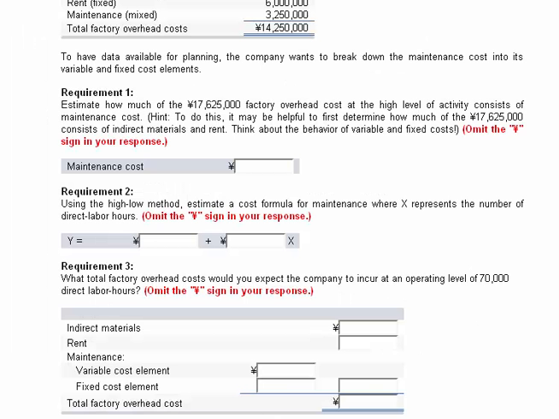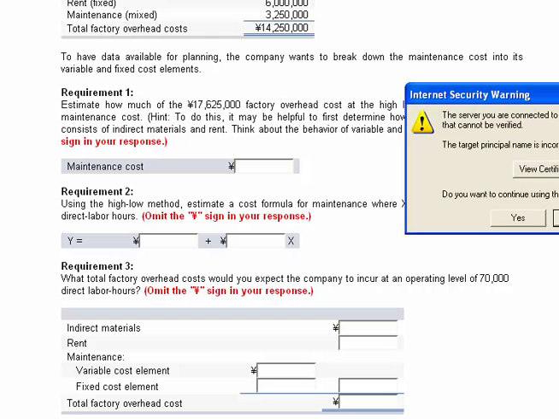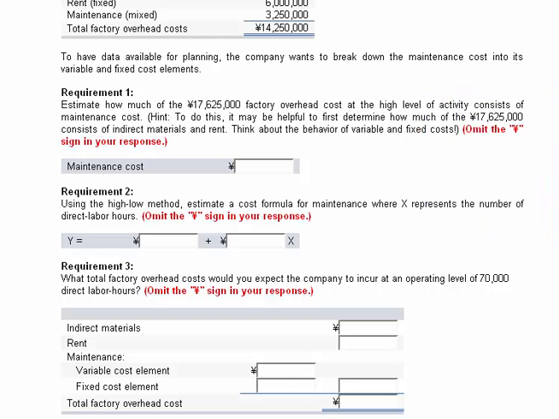Okay, now back to the problem, requirement 3, where we're reading right in this area here, and I'll move the mouse off. What total factory overhead costs would you expect the company to incur at an operating level of 70,000 direct labor hours? And we're going to drop in indirect materials, rent, maintenance. Oh, I got something coming up on the screen. Sorry about that. Fixed cost element and total factory overhead costs. So let's take a look and see what that should look like.